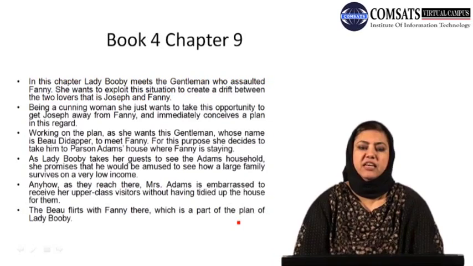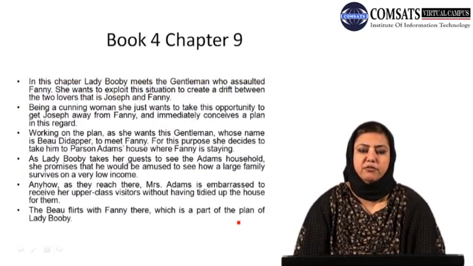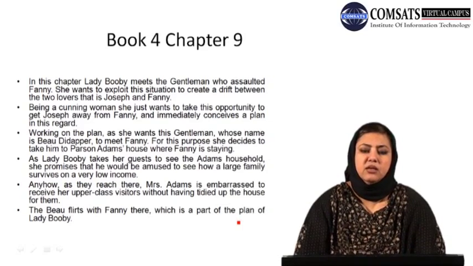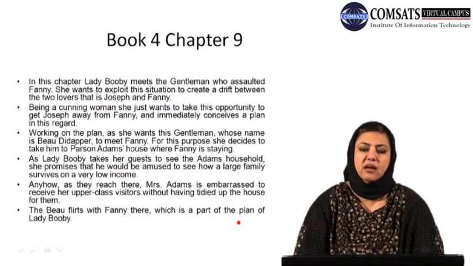Well, in this chapter, Lady Booby meets the gentleman who assaulted Fanny. She wants to exploit this situation to create a drift between the two lovers, that is Joseph and Fanny. Being a cunning woman, she wants to take this opportunity to get Joseph away from Fanny and immediately conceives a plan in this regard. Working on this plan, she wants this gentleman, whose name is Beau the Dapper, to meet Fanny. For this purpose, she decides to take him to Parson Adams' house where Fanny is staying.